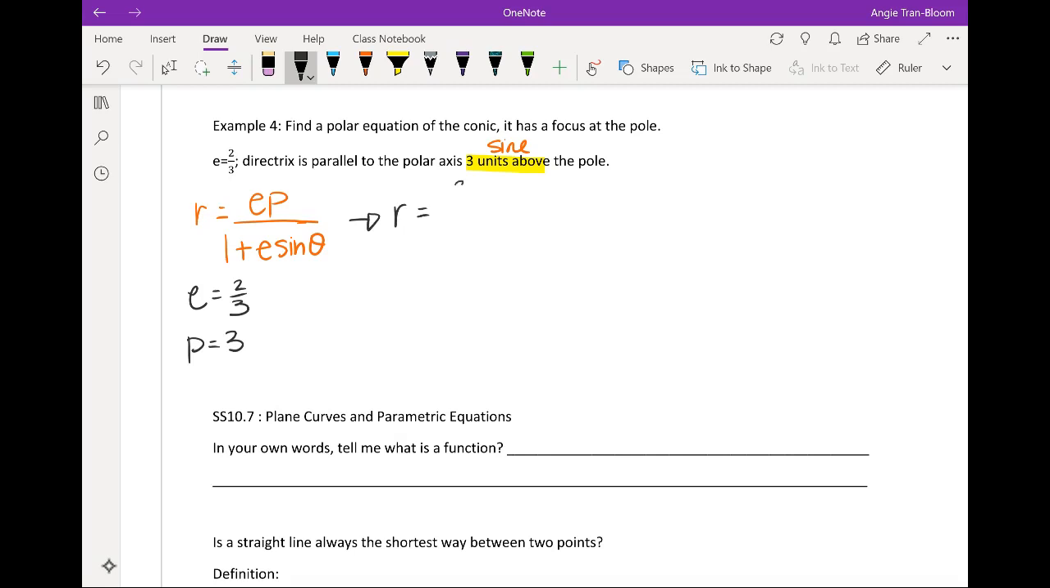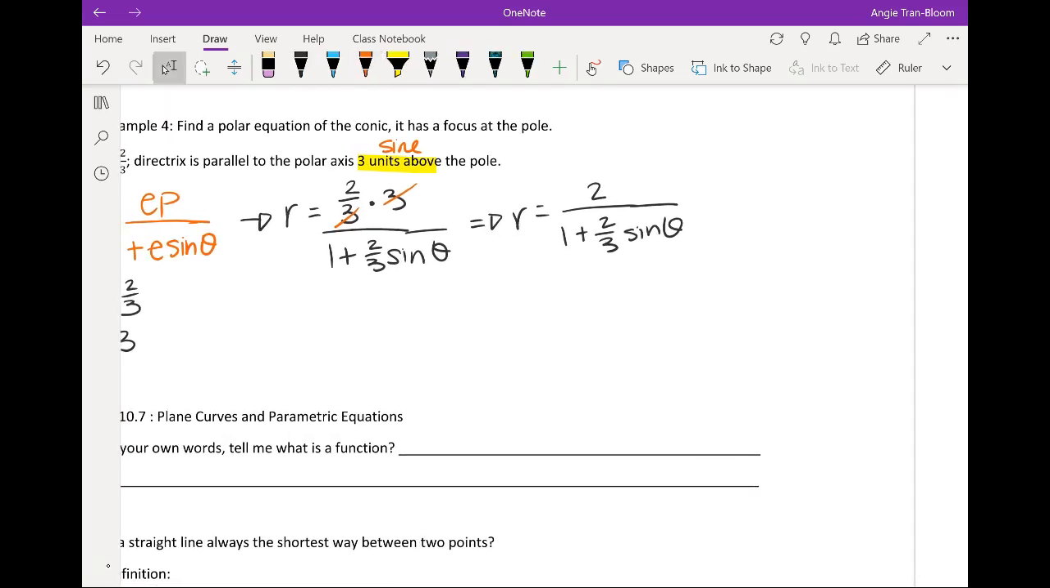r equals 2/3 times 3 divided by 1 plus 2/3 times sine of some angle. We are going to reduce the 3's. So now we have r equals 2 divided by 1 plus 2/3 sine of theta. You have to clear up all fractions in the polar format. So what are you going to do? Multiply 3 by all terms, 3 on the top, 3 on the bottom.